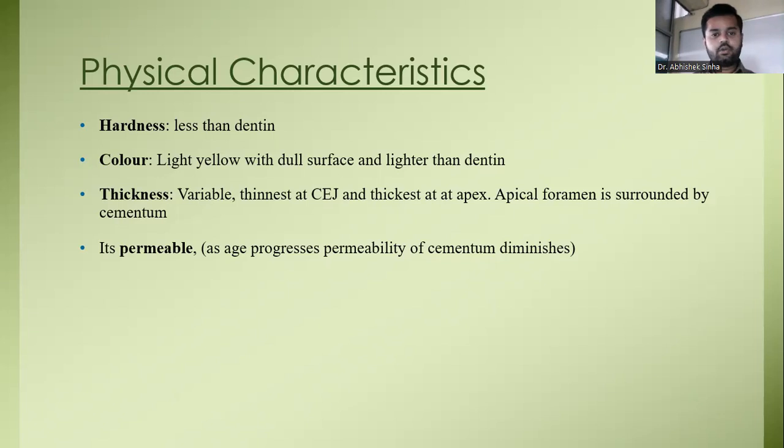Okay, so it is light yellow in color with a dull surface and lighter than dentine. What is the thickness? So it varies. It is thinnest at the cemento-enamel junction and thickest at the apex. If you talk about the thickness, it is thinnest at the cemento-enamel junction, and as you go down, it becomes more thick. Apical foramen is surrounded by cementum.